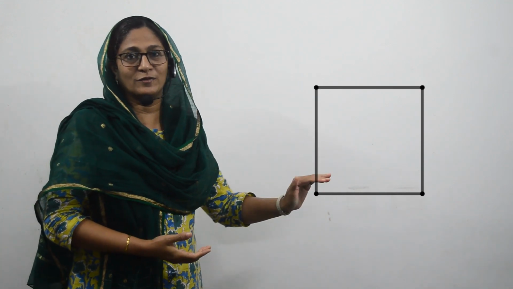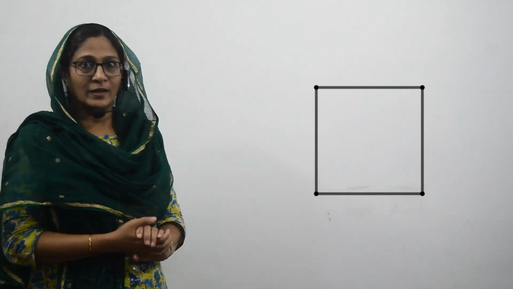This is a square. It has all four sides equal and all the four angles equal. Now, a square is a quadrilateral, isn't it? Any closed figure with four sides is a quadrilateral. So, squares are quadrilaterals.